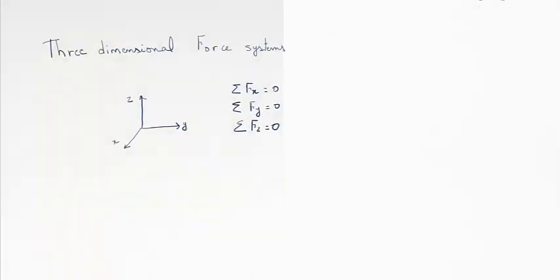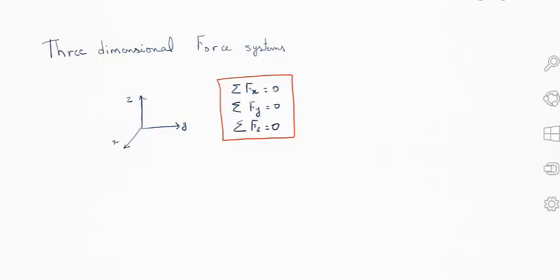Next we'll talk about three-dimensional systems. It's basically the same as a coplanar system, except now we have a new axis, z, so the sum of the forces in x, y, and z have to equal 0 for the particle to be in equilibrium.